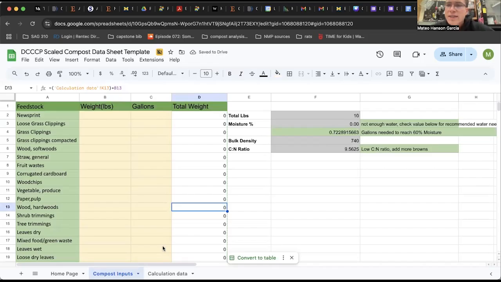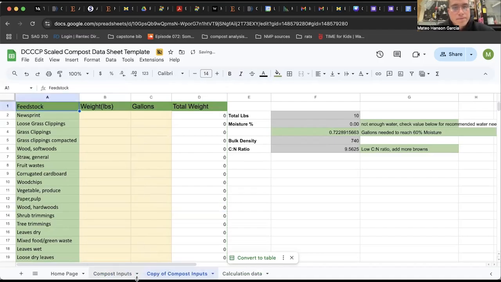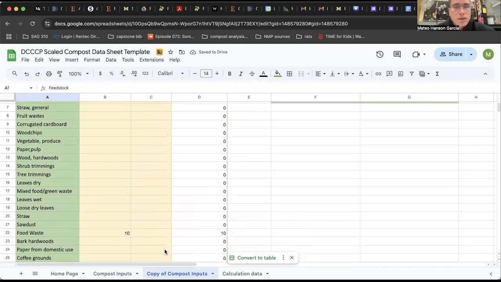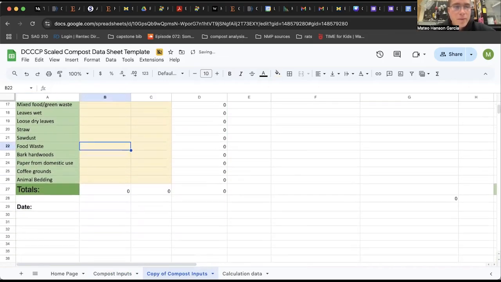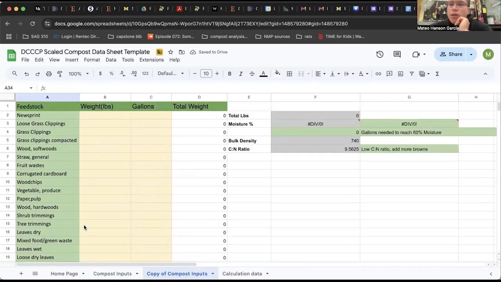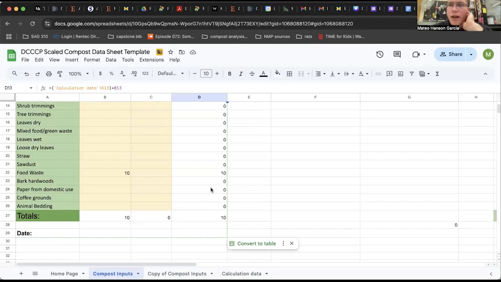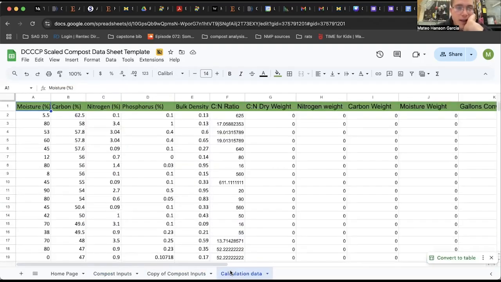And then once you guys have a new pile, so you start a new pile, I would just ask you to right click on compost inputs, click duplicate, and you will have a new tab. Remember to throw the date down here, today, 08, 28, 2025. And that will just help us get a better measurement on at what time certain feedstocks come in? How much food have community composters actually brought in at certain times and stuff like that.